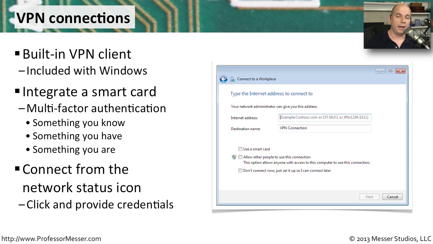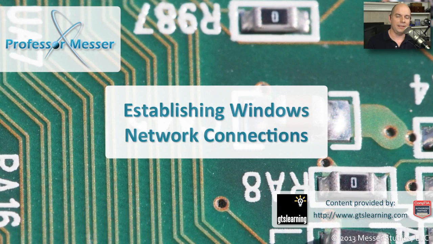Just like any other network connection, to enable or disable the VPN, simply access it through the network resources on the network icon that's in your taskbar.